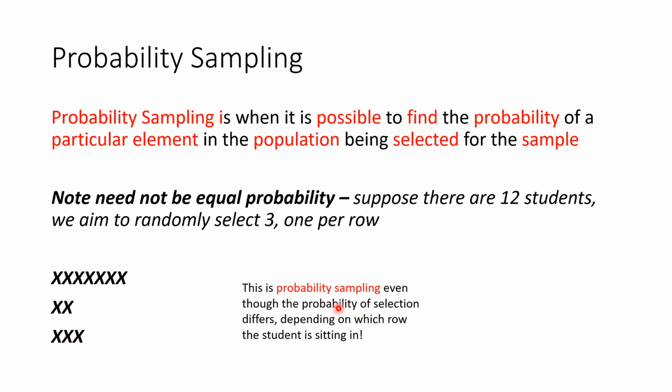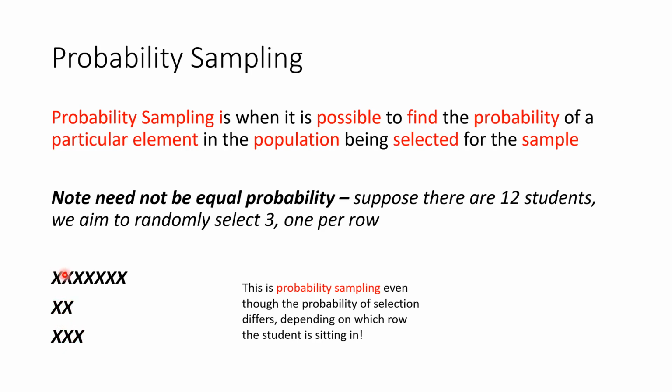So, probability sampling means the probability of selection might differ depending on which row the student is in. Probability sampling is when it's possible to find the probability of an element being selected. It's not true that they're equal, because I'm picking 1 from this row, they've each got a chance of 1 over 7. 1 from this row, they've each got a chance of 1 over 2. 1 from this row, each has a chance of 1 over 3.